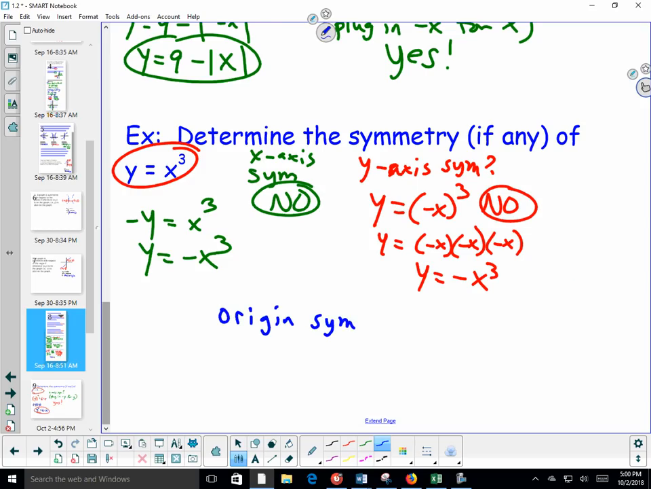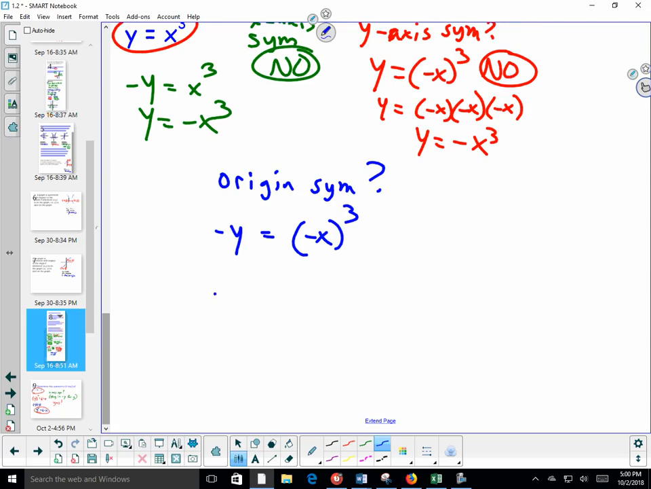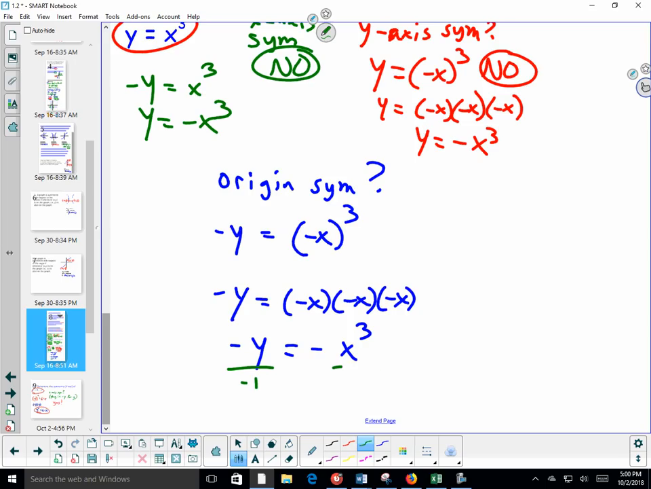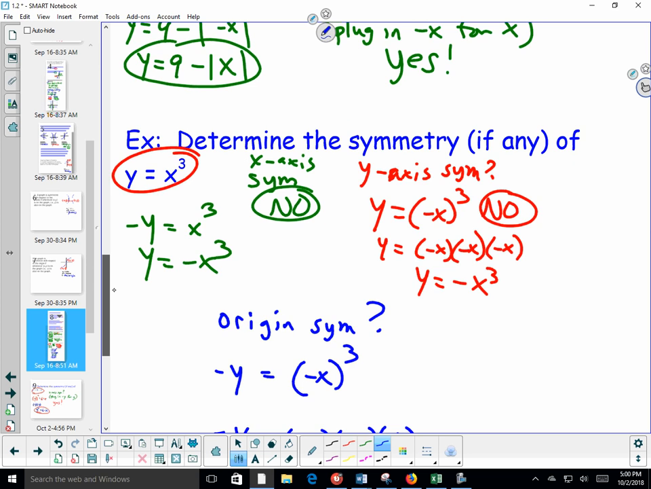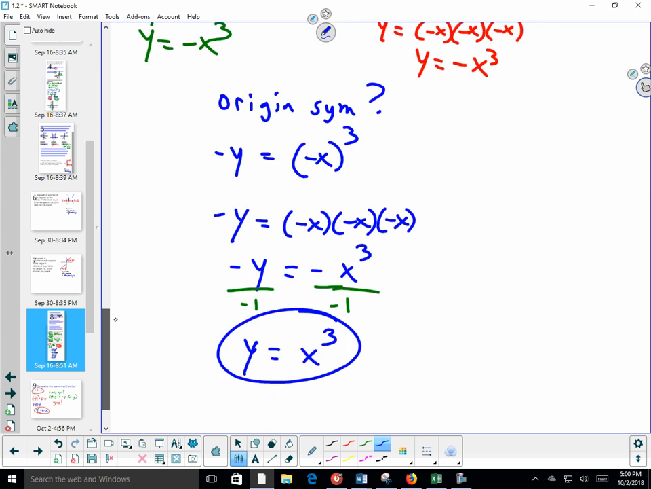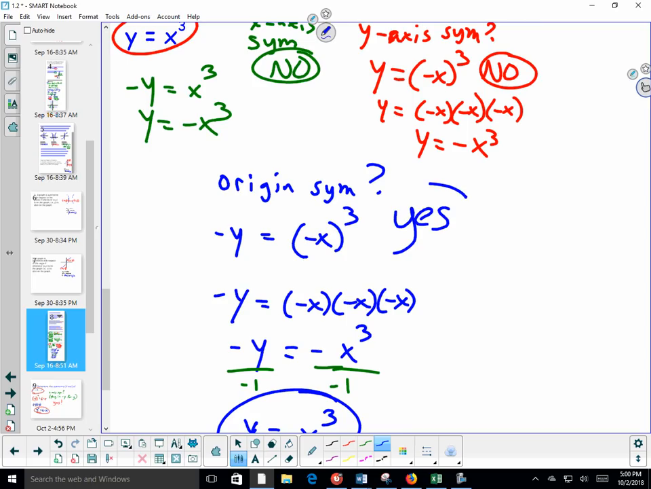Origin symmetry? Well, for that one, we need to plug in negative y for y and negative x for x. So then we get the opposite of y equals negative x times negative x times negative x, which is the opposite of x cubed. So I get negative y equaling negative x cubed. And if I divide both sides by negative 1, then I do end up getting y equaling x cubed. I do get back to the original. So the graph of y equals x cubed does have symmetry with respect to the origin. So this is a yes on this one.